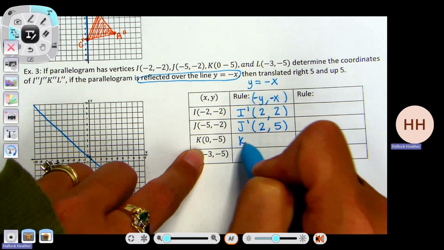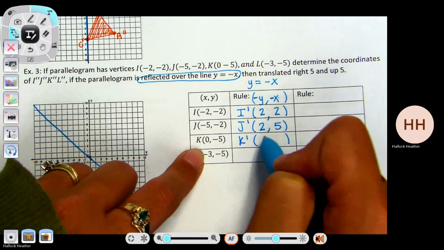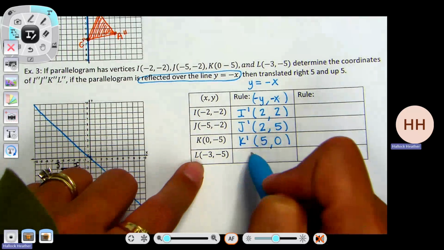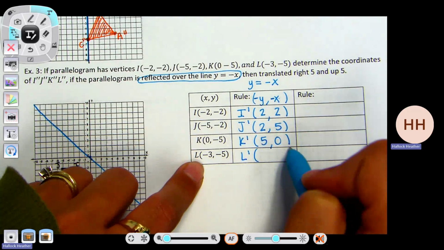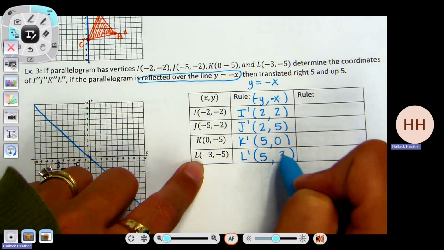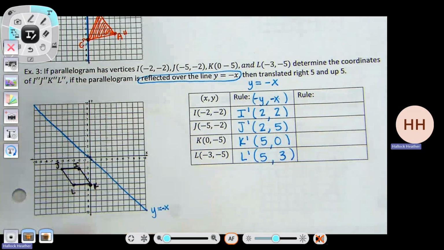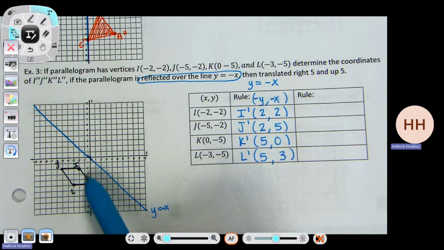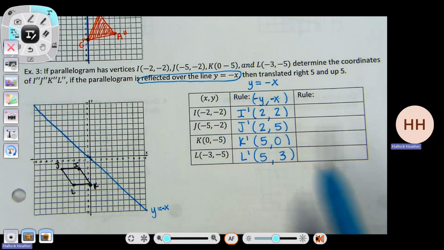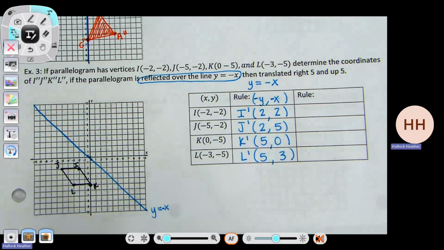And then K prime? 5, 0. And then L prime? 5, 3. So in this case, all of them turned positive because right now they're all down here in the double negatives. But sometimes they'll be negative, sometimes they'll be positive. So you just have to look at your numbers. So these two diagonal rules, anytime you have a diagonal, you just need to remember them.